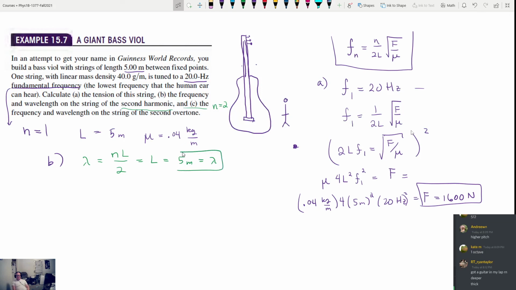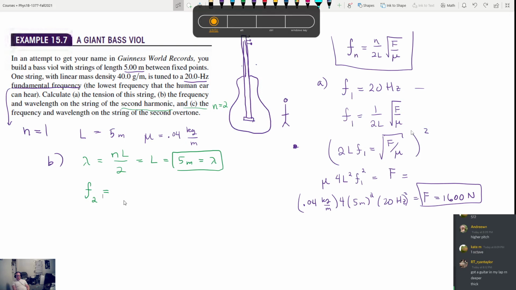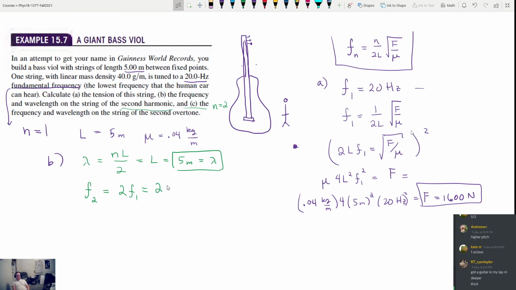That's easy. The other thing they want us to find is the frequency of the second harmonic. That means we need to find f sub 2. And f sub 2 is equal to n, or 2, times f sub 1. So this is going to be 2 times our original frequency, which was 20. So this is 40. And that sound would be one octave above.